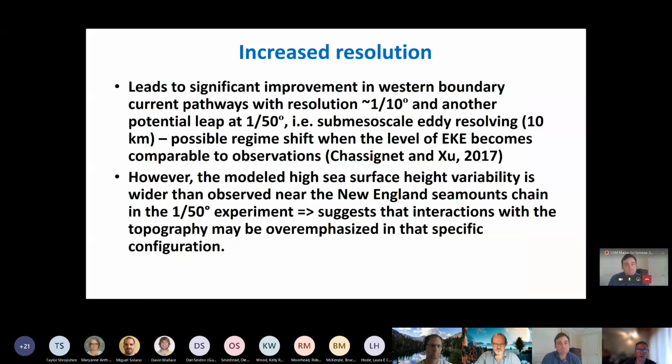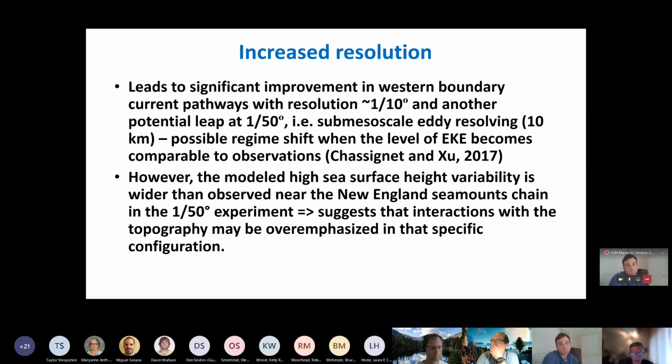To summarize, that's pretty much a paper that Xiaobao and I published about 3 years ago. Increasing to 1/50th degree leads to a significant improvement in western boundary current pathways. And we argue that truly resolving the submesoscale is another regime shift, like we observed 20 plus years ago when we went to 1/10th of a degree. So the level of EKE, the separation, everything becomes much more comparable to these.